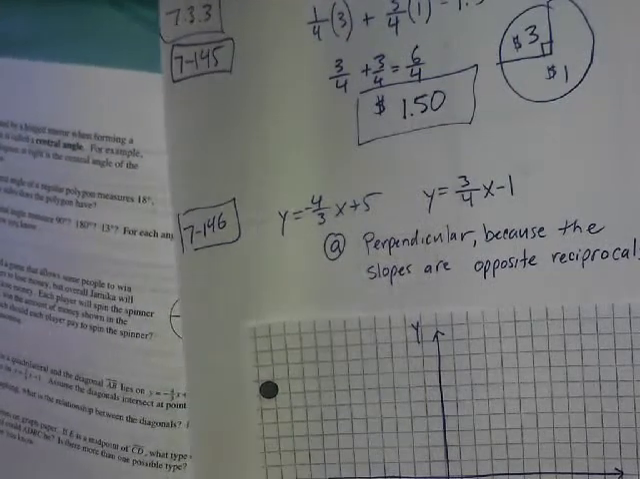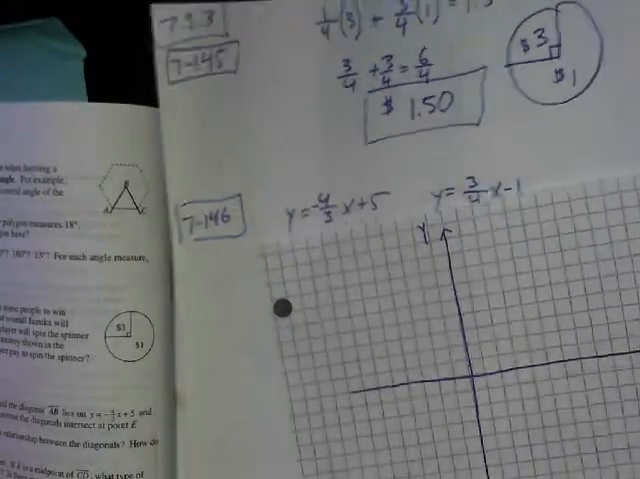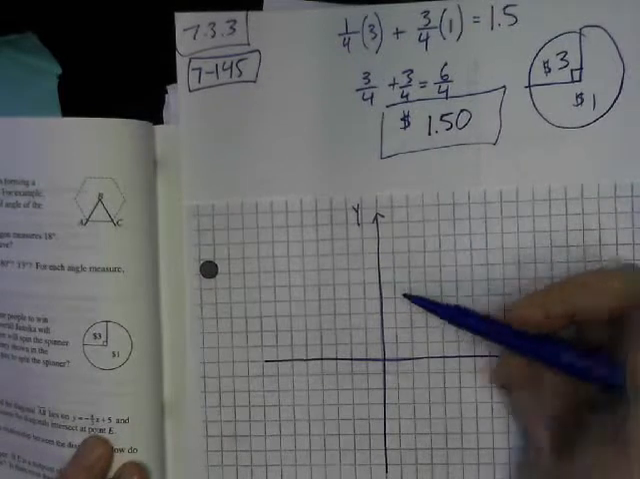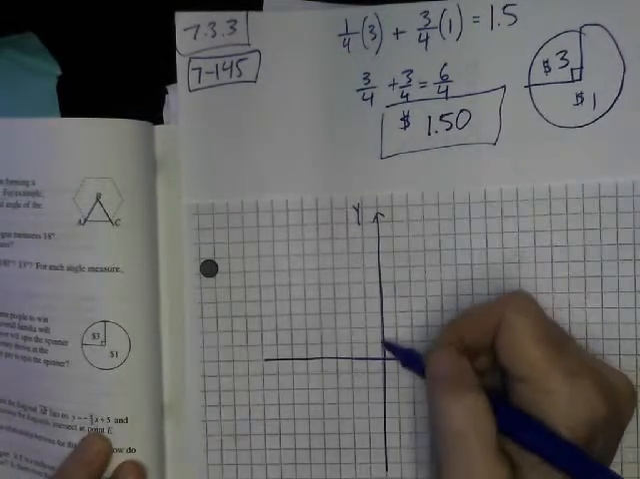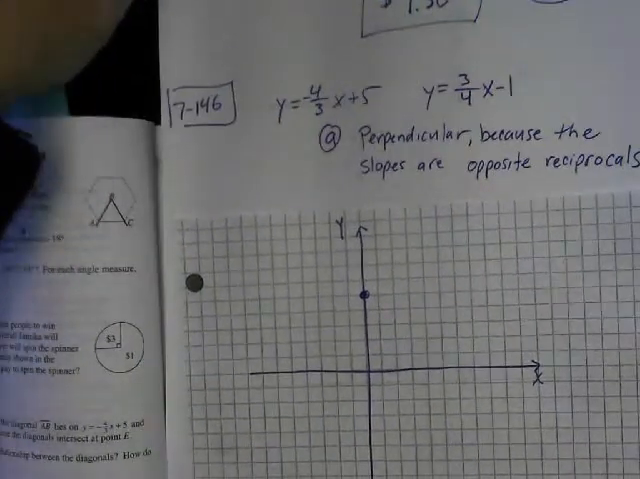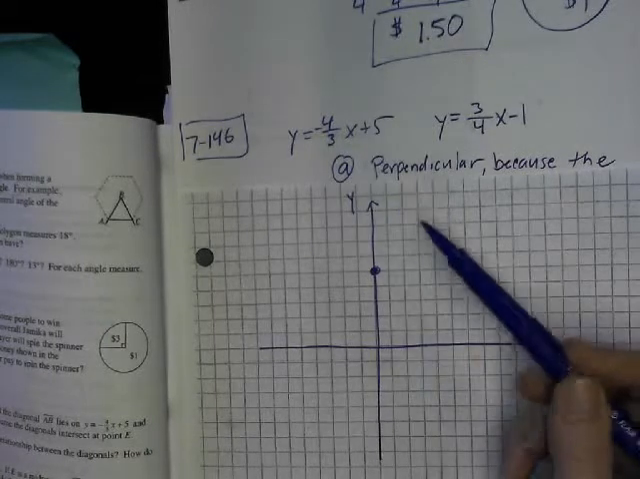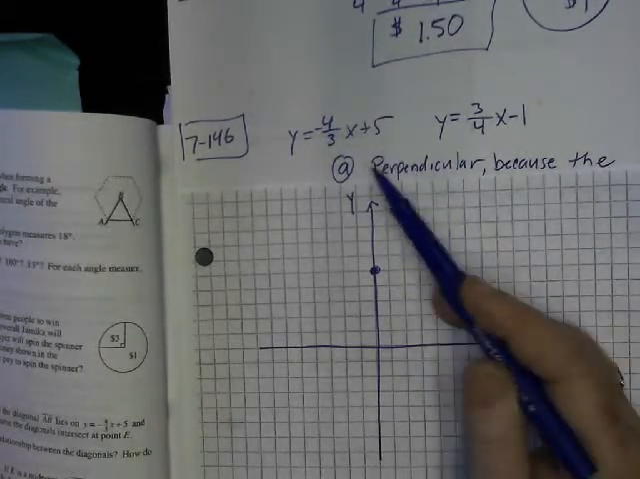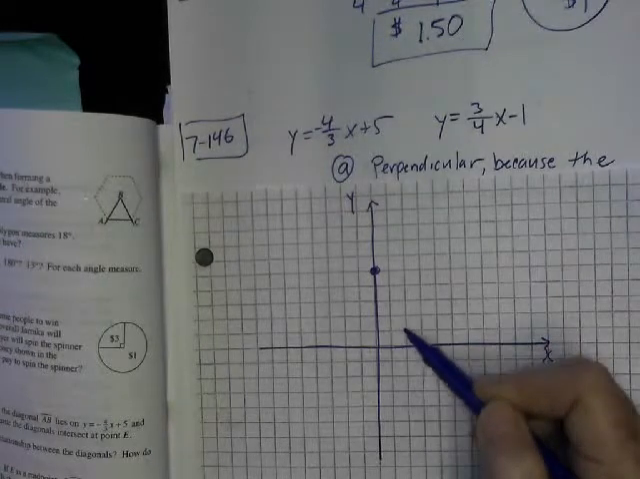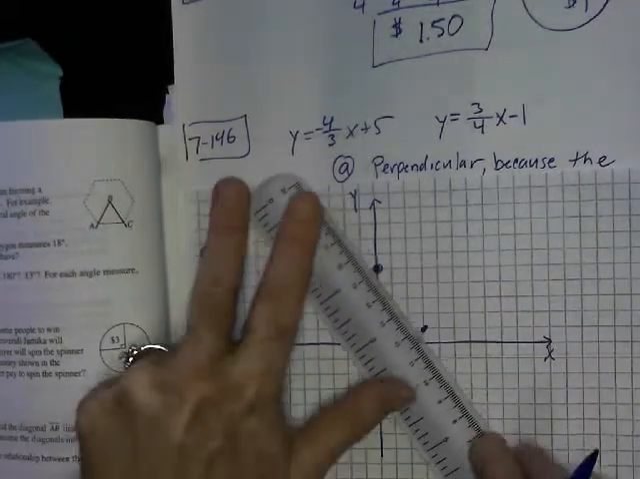Okay, so this is still 7-146, and it says graph the lines. So I have to graph them. So one of them has a slope. This first line has a y-intercept at 5, so I put a 5, and then I'm going to go down 4/3. I'm graphing the two lines because it asked me to. And this is letter B.